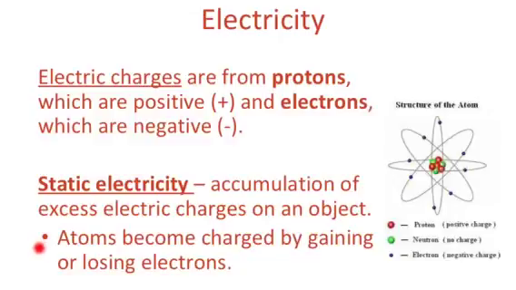Atoms become charged by gaining and losing electrons. Remember when we studied the section on ions and ionic compounds? The way that happens is if this atom were to lose some of its electrons, it would become positive. But if it would gain more electrons, it would become negative.